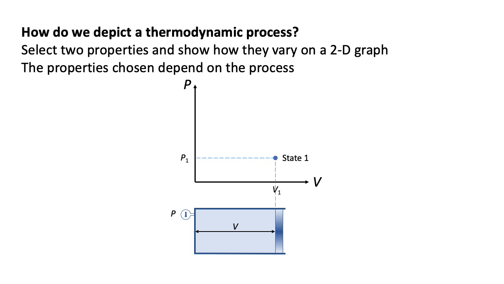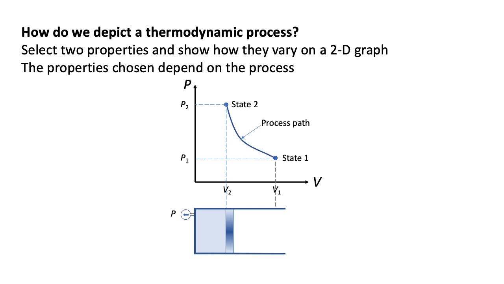We can mark the initial state, which we're calling state 1, where we know the pressure P1 and the volume V1. The piston then moves and we reach the final state, state 2, and there again we measure the pressure and the volume, P2 and V2. If we know the intermediate stages between state 1 and state 2, then we can mark them and draw what is known as a process path. This gives us what is known as a PV diagram for the process.